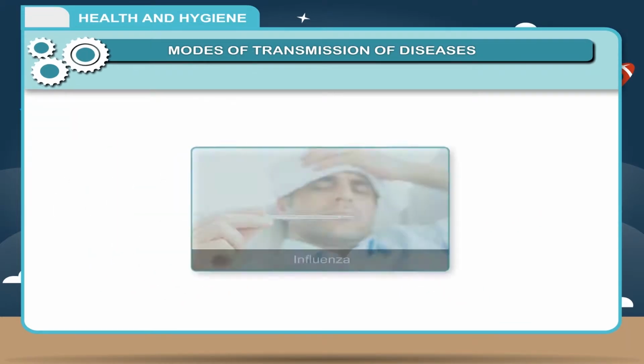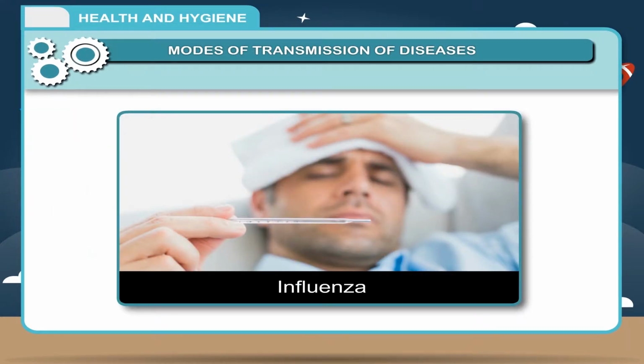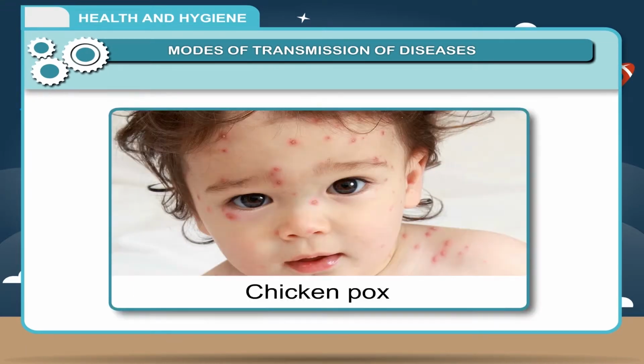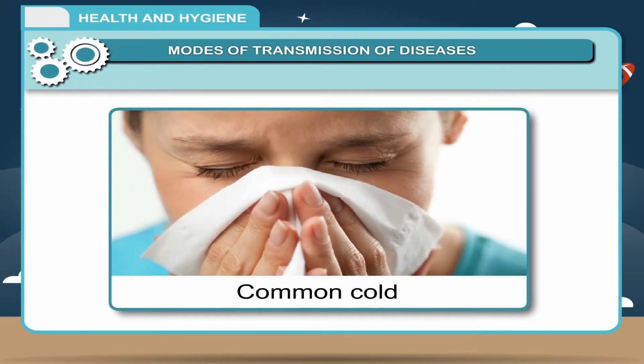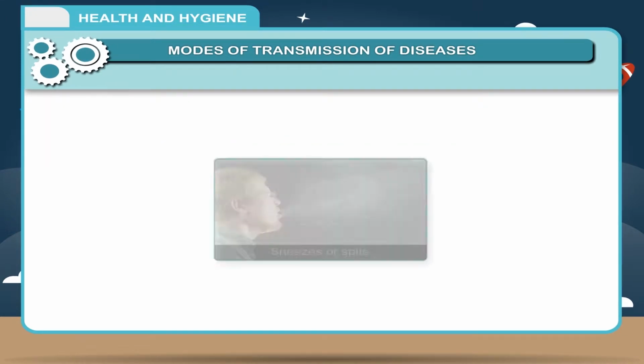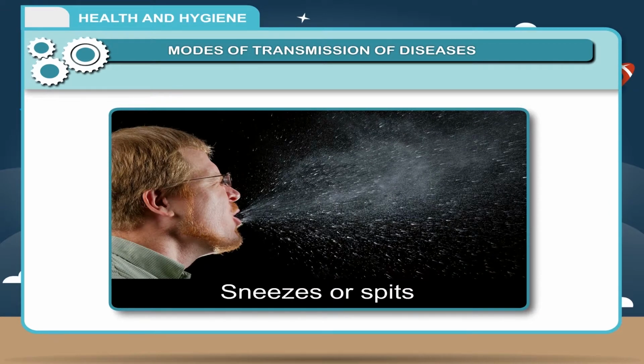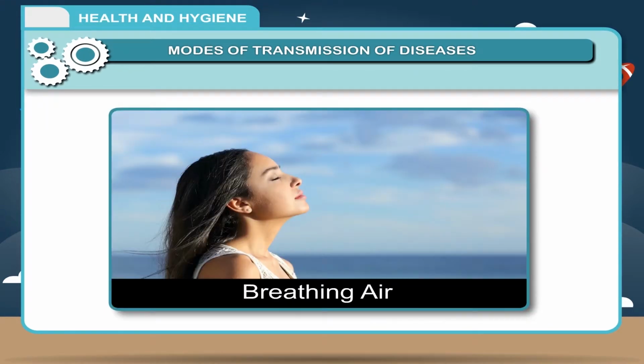Air. Diseases like influenza, pneumonia, chickenpox, and common cold spread through air. When a person infected with one of these diseases coughs, sneezes, or spits, disease-causing microbes come out of the body and spread in the air. On breathing this air, a healthy person may be infected by the disease.